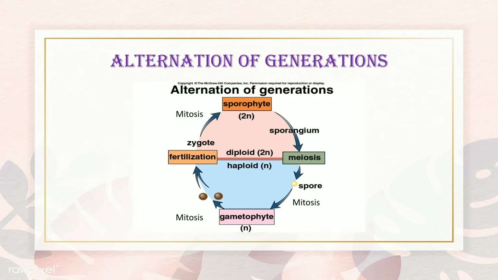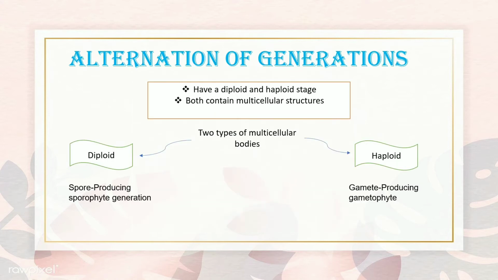The figure below shows the life cycle of plants. Next, I will present how the life cycle occurs. Okay, in the plant life cycle, there are diploid and haploid stages. Both contain multicellular structures. Unlike in the life cycle of humans, where the diploid stage is multicellular and the haploid stage is composed of single-cell gametes.